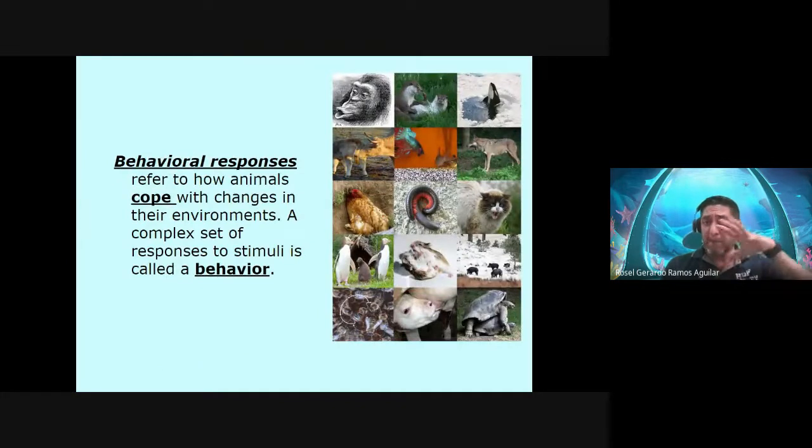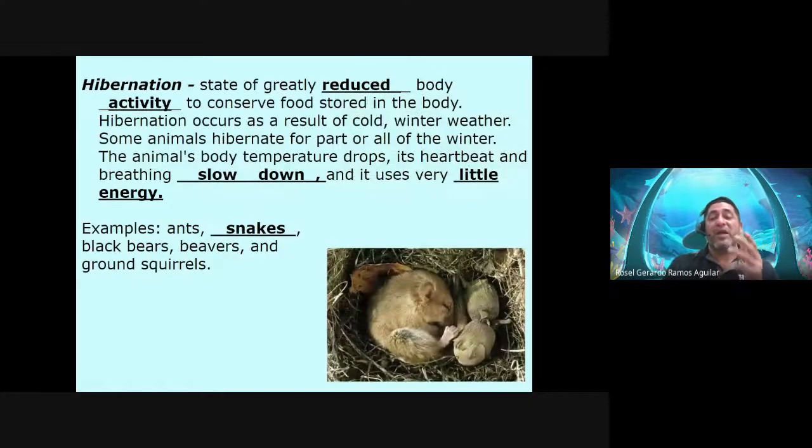Then we have behavioral responses, okay? That refers to how animals cope with changes in their environment. A complex set of responses to stimuli is called a behavior. We have hibernation, that state of really reduced body activity to conserve food stored in the body. Animals do this because hibernation occurs as a result of the cold winter weather.